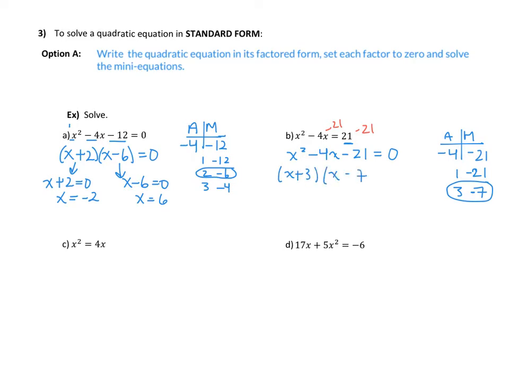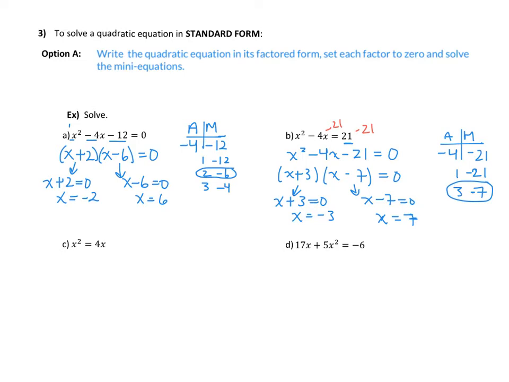So those two things have to multiply together to give you an answer of 0. The only way they will do that is if either the x plus 3 is a 0, which means x equals -3, or it means that x minus 7 is equal to 0, which means x equals 7. So those are our values of x that will make the equation true.